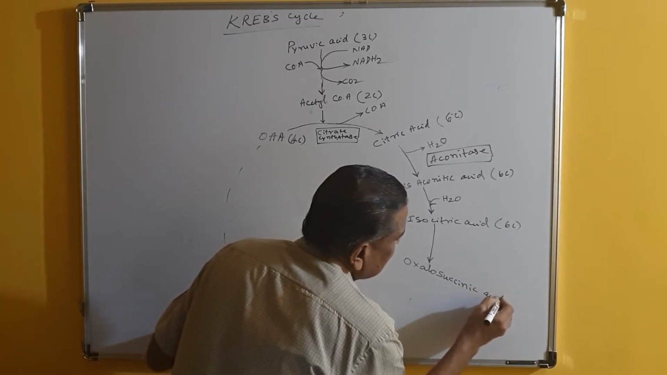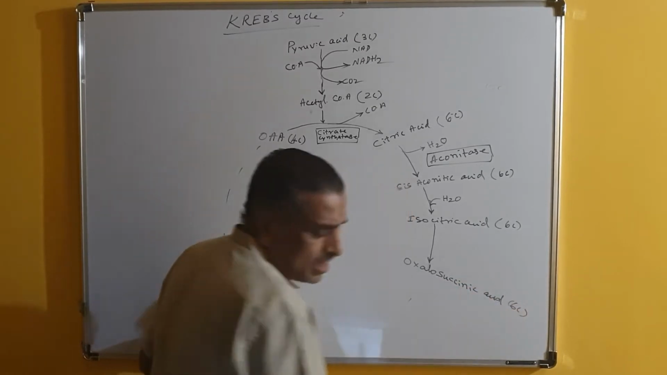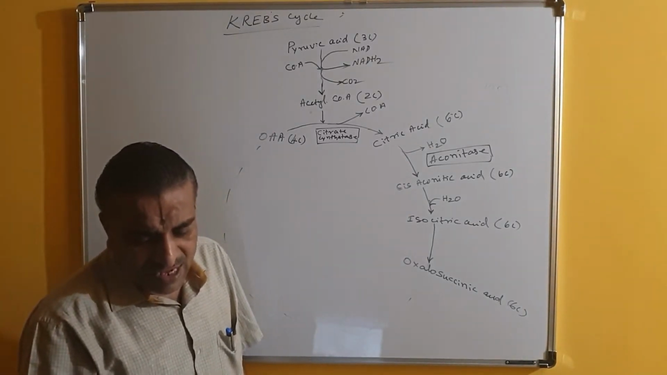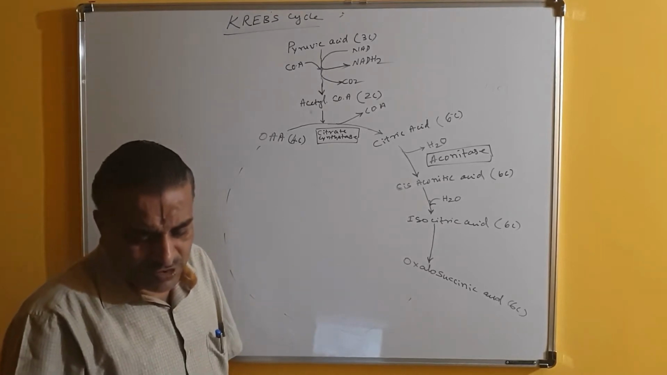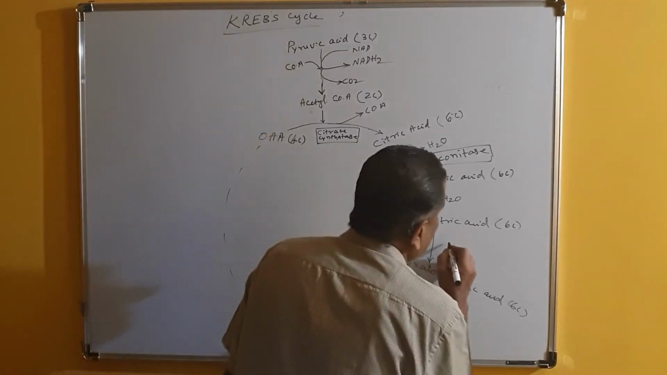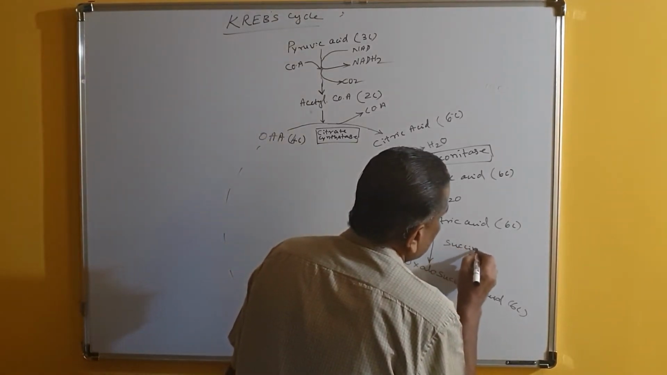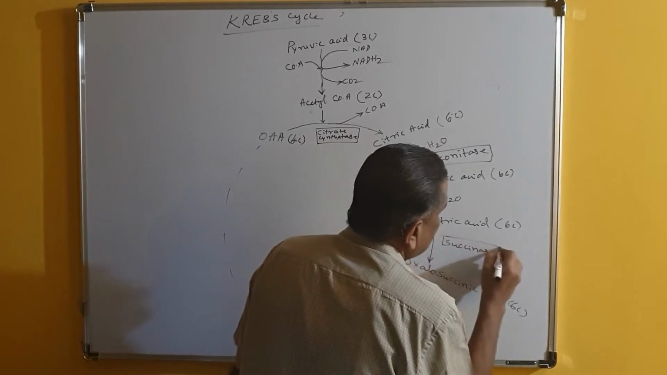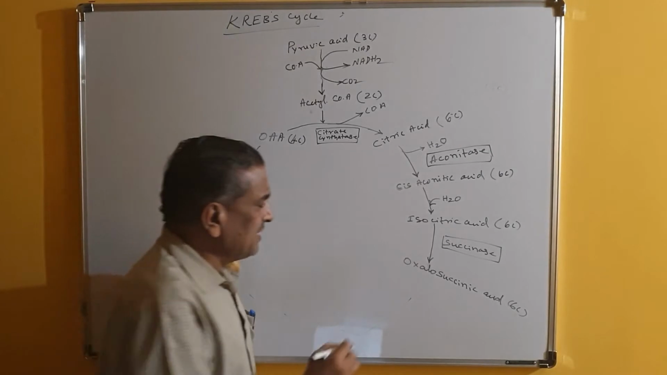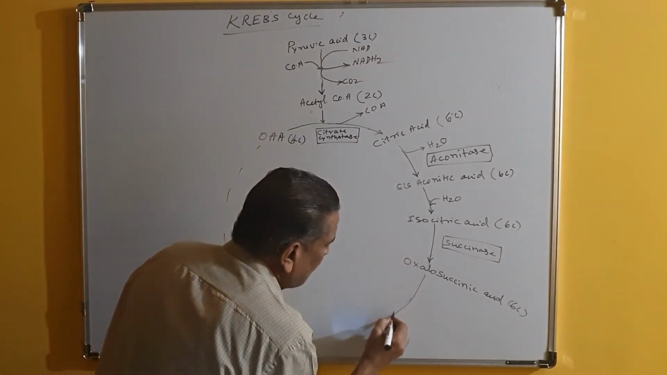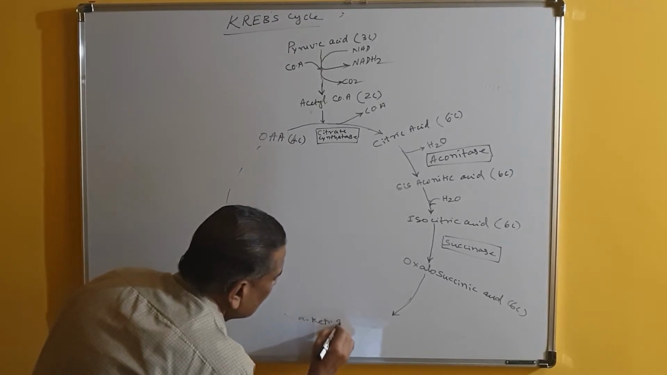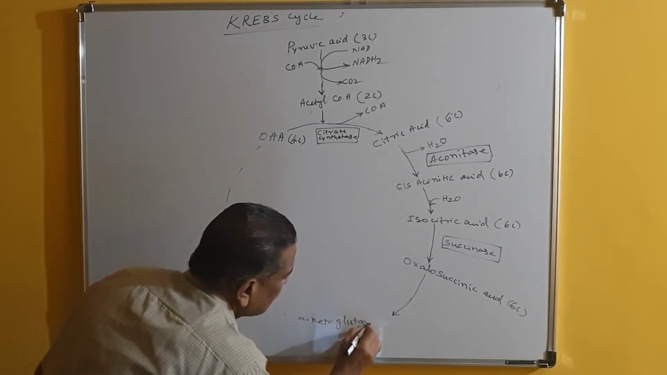Oxalosuccinic acid. This is also a 6-carbon compound. Oxalosuccinic acid is produced, and the enzyme responsible for this is succinase. Oxalosuccinic acid is now converted into one more compound called alpha ketoglutaric acid.